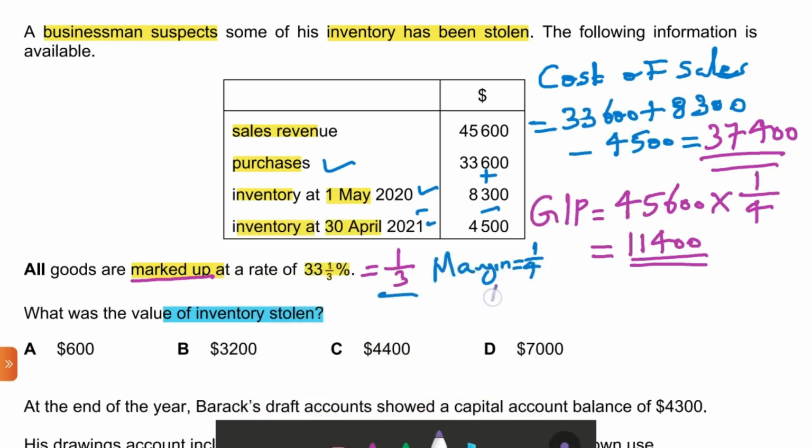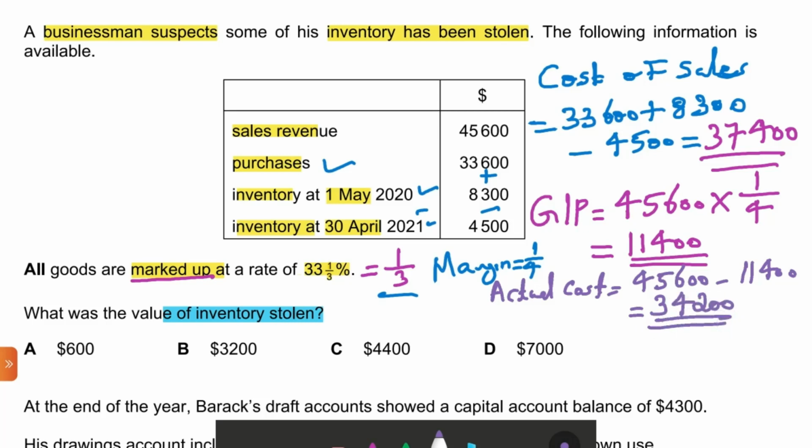Actual cost of sales is equal to sales minus profit. 45,600 minus 11,400 is equal to 34,200. That is the actual one.